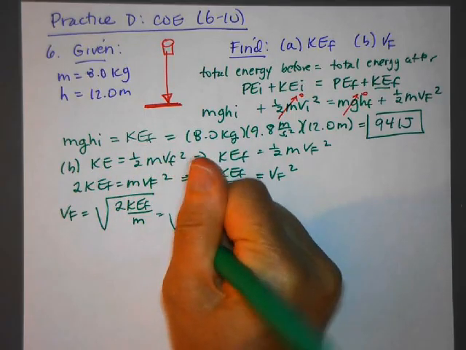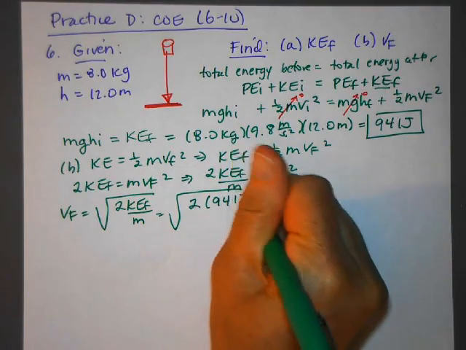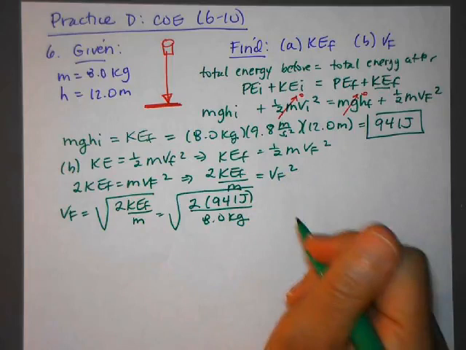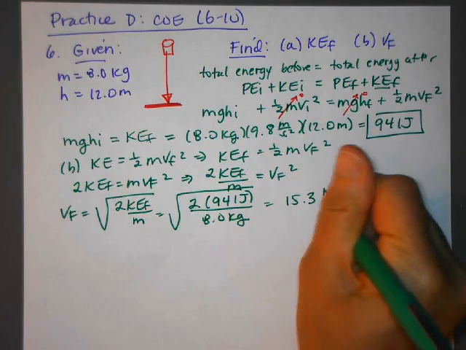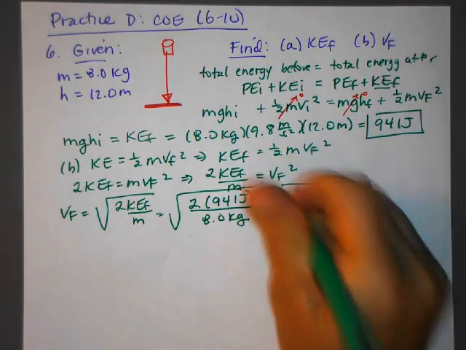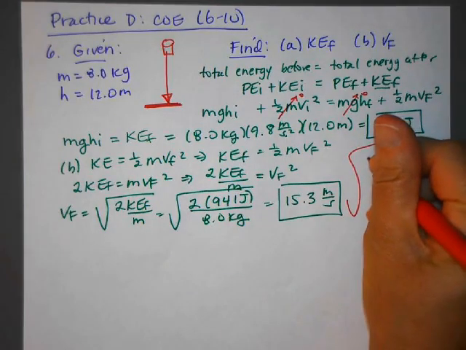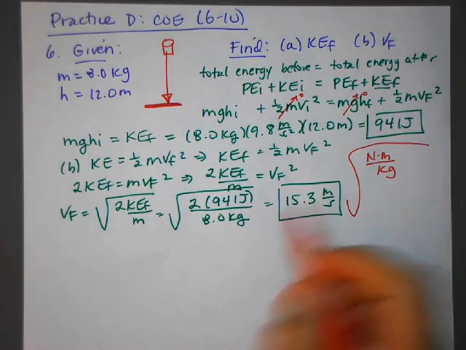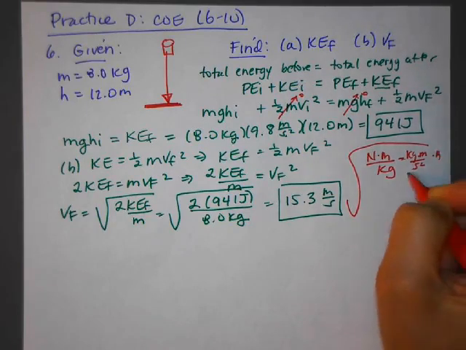I'll substitute in my values: 2 times 941 joules divided by 8 kilograms. And remember, I don't want to forget to take the square root. So this is 15.3 meters per second. And how do I get meters per second? Remember, my units are under the radical. So a joule is a newton times a meter divided by a kilogram. But that's also going to be a kilogram meter per second squared times a meter divided by a kilogram.